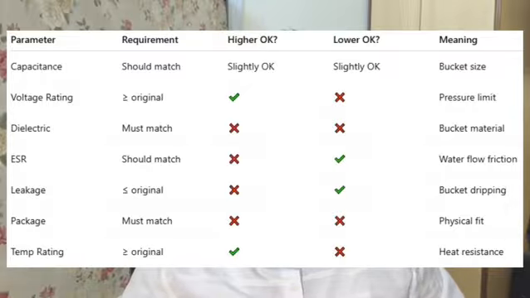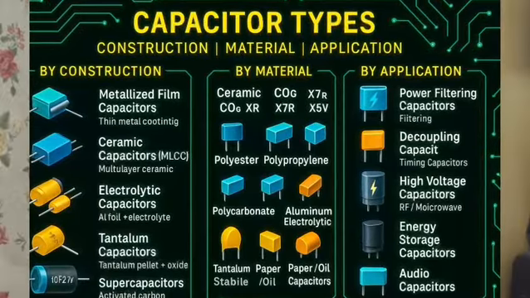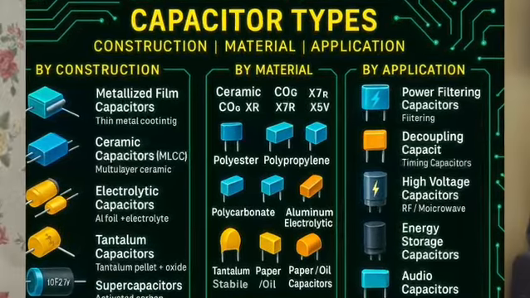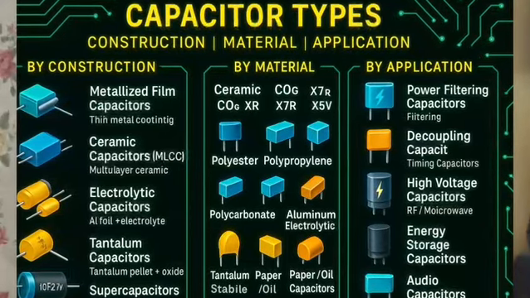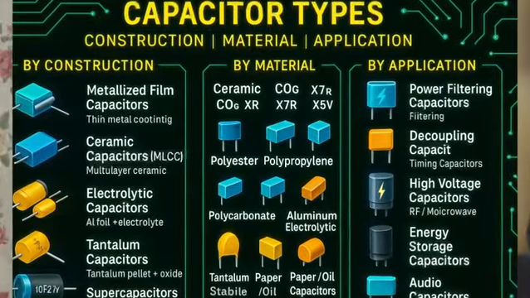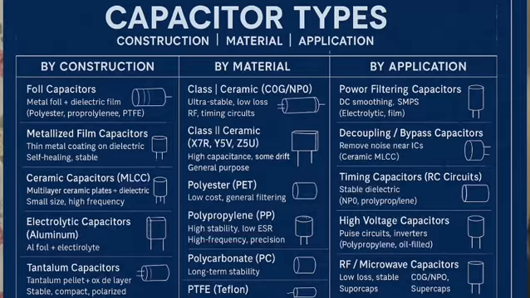So let's talk about the different types of capacitors. As we discussed in the previous video about the resistor, here also I want to categorize into three buckets: one is by construction, another is by material, and the last is by application. Majorly there are four to five categories of capacitor: film capacitor, foil capacitor, ceramic capacitor, electrolytic capacitor, and tantalum capacitor.